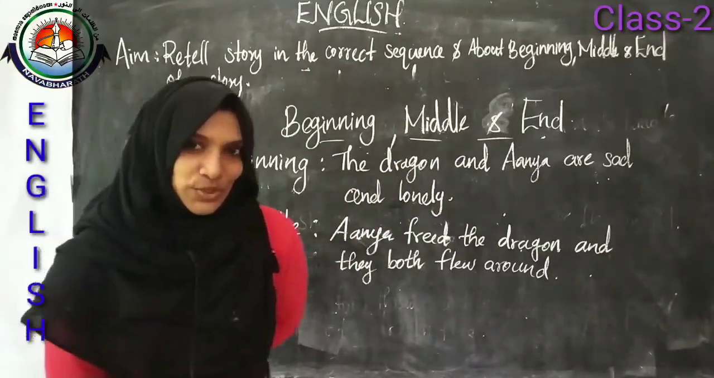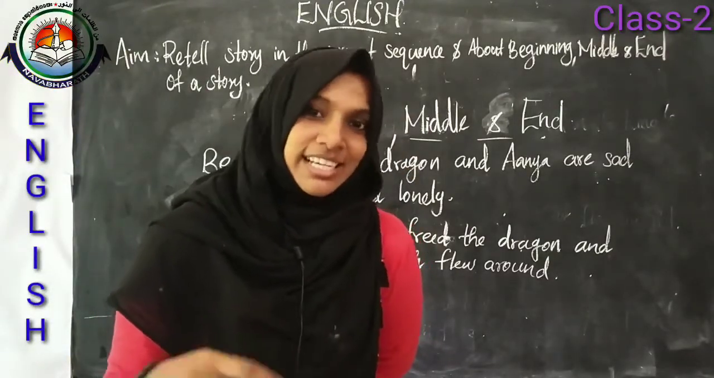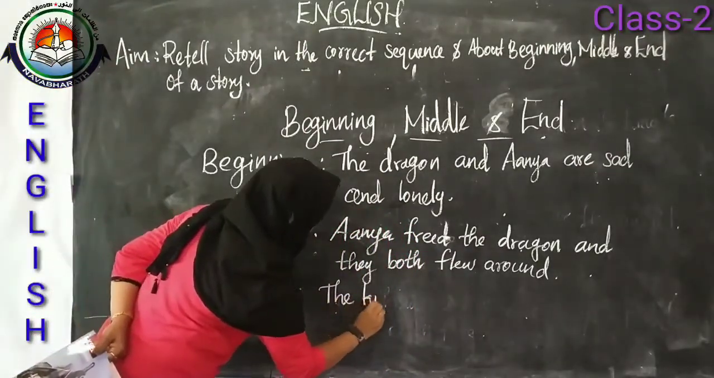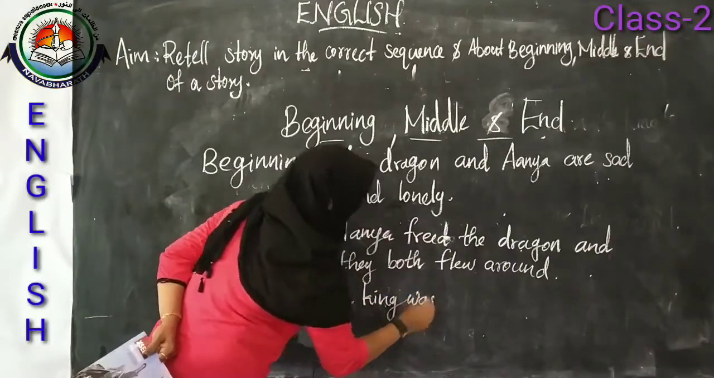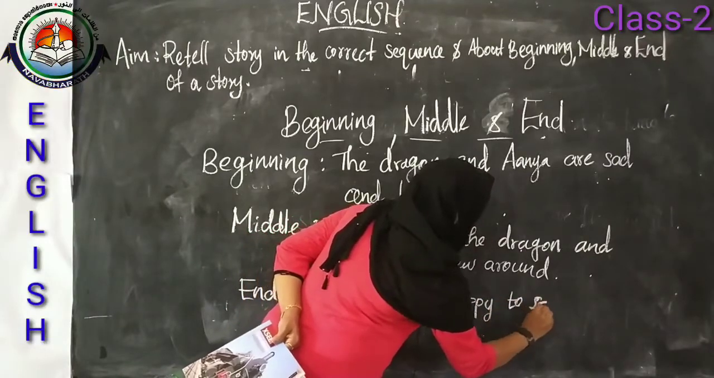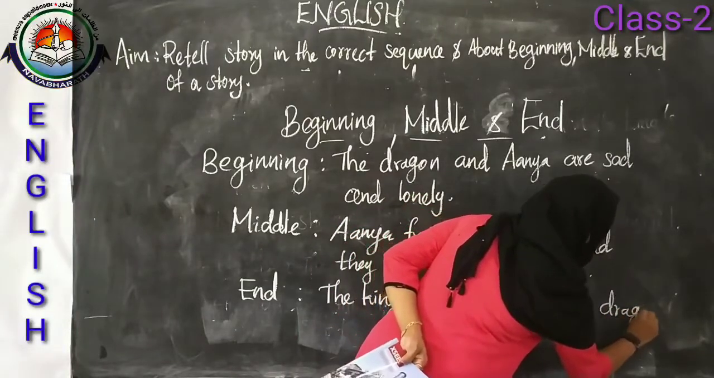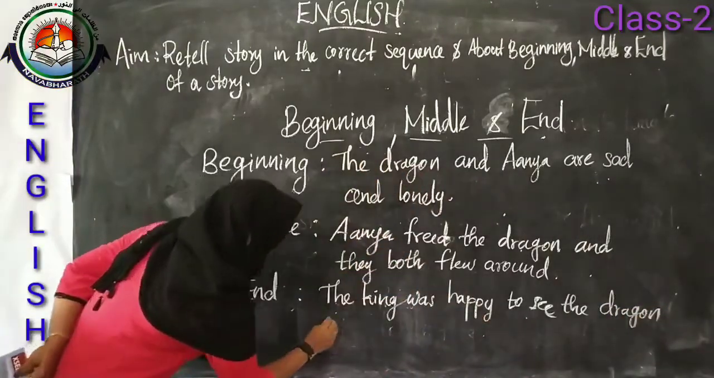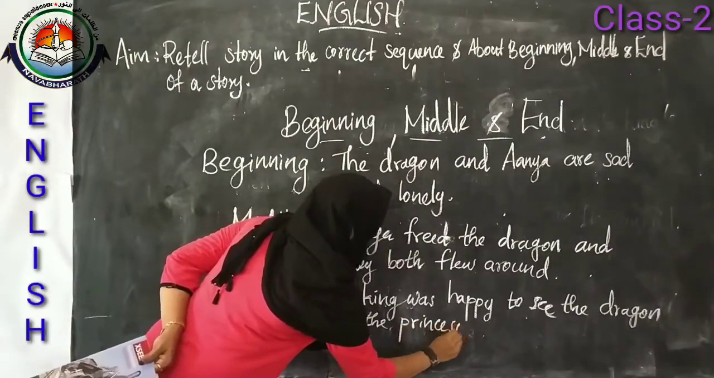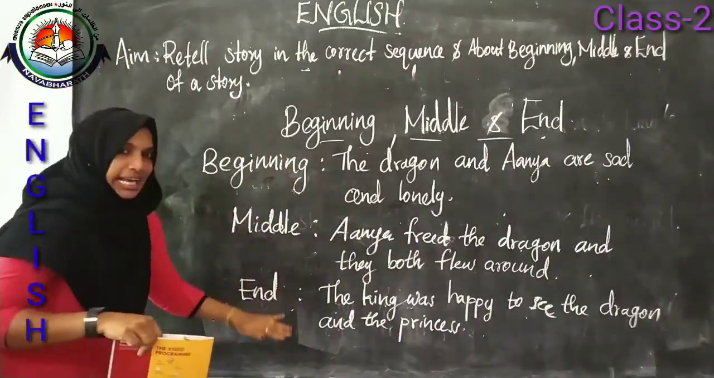Then what happens at the end of the story? At the end of the story, the king was happy to see the dragon and the princess happy, right? At the end of the story, the king was happy to see the dragon and his daughter, the princess. So these are the beginning, middle and end.